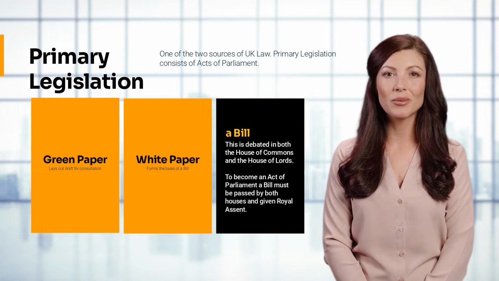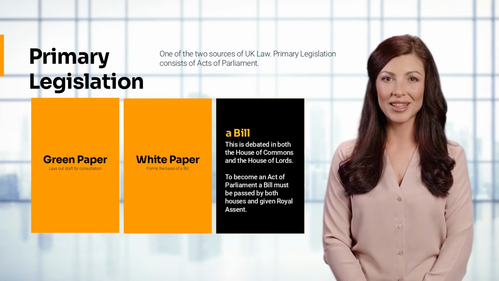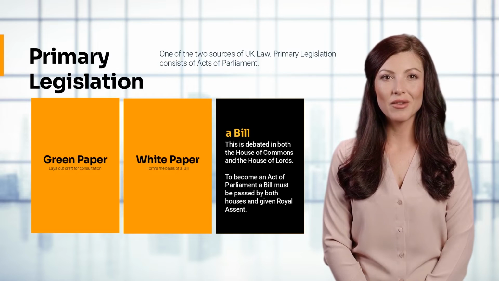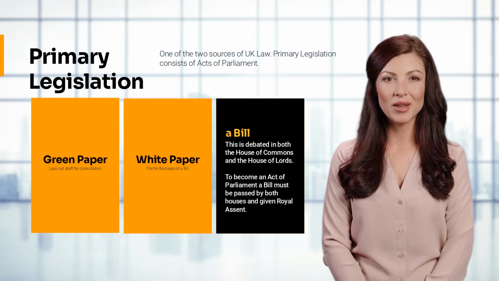The bill is then debated in both the House of Commons and the House of Lords, where it can be amended or rejected in its entirety. If a bill is passed by both houses, it must then be given royal assent by the monarch before becoming an act of Parliament.